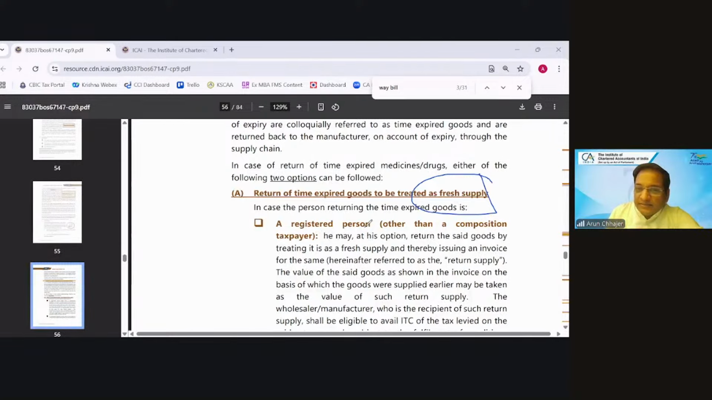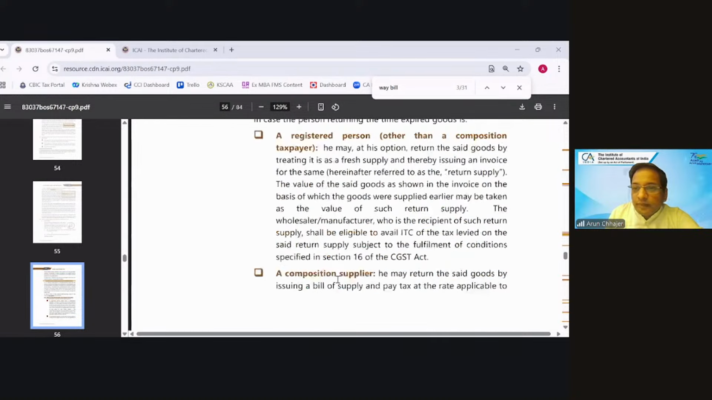A registered person may, at his option, return the said goods by treating it as a fresh supply and thereby issuing an invoice for the same. The value as shown in the invoice on the basis of which goods were supplied earlier may be taken as the value of such return supply. The wholesaler or manufacturer is the recipient. Now, Mr. Ray is returning the time expired medicine to me by taking the same value which I have supplied to him, and I, being a recipient, am eligible to claim the ITC of the tax invoice. Is there any confusion? I hope it is very clear.